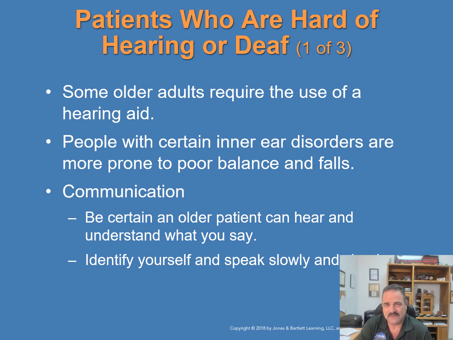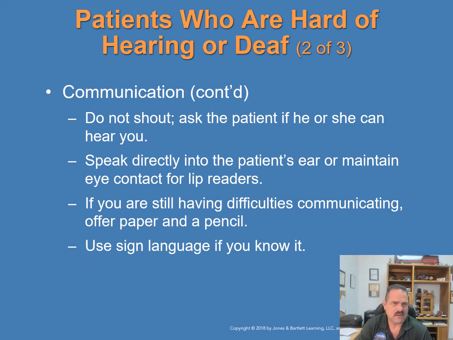Communication with hearing impaired patients can be challenging, but be certain an older patient can hear and understand what you say. So identify yourself and speak slowly and clearly. Do not shout. Ask the patient if he or she can hear you. Speak very directly into the patient's ear or maintain eye contact for lip readers. If you're still having difficulties communicating, offer paper and pencil, and then use sign language if you know it.